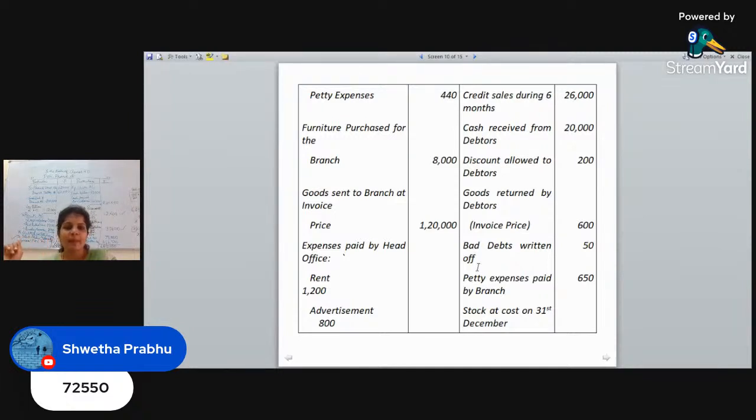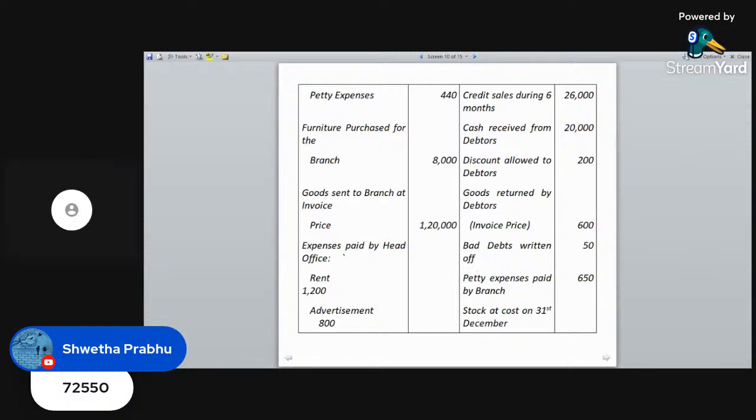Next, goods returned by debtors. It is at invoice price. How much is it? 600 rupees of goods returned by debtors. Next, bad debts written off. Bad debts written off of 50,000. This bad debts written off 50,000 is also not to be accounted in the branch account. Instead, this information is required for preparing the debtors account.